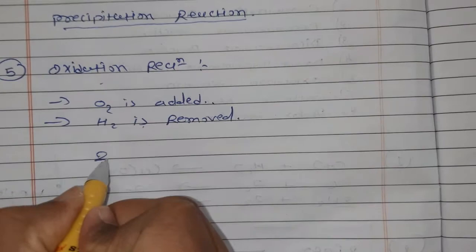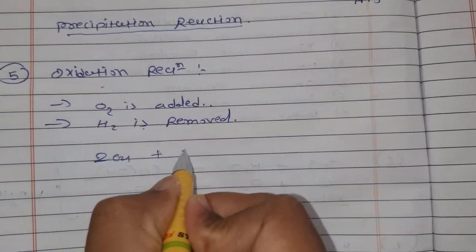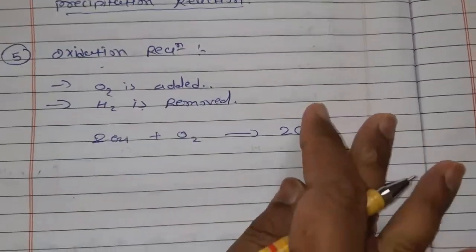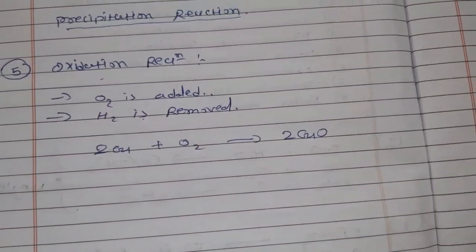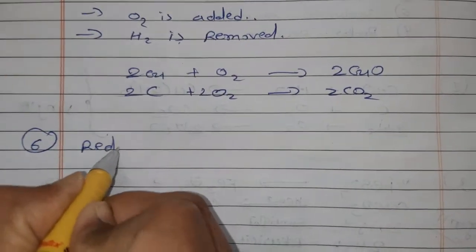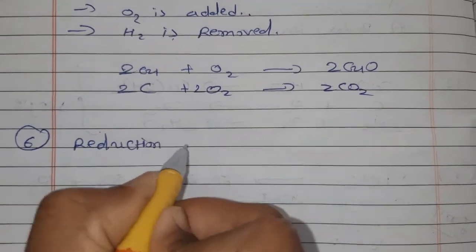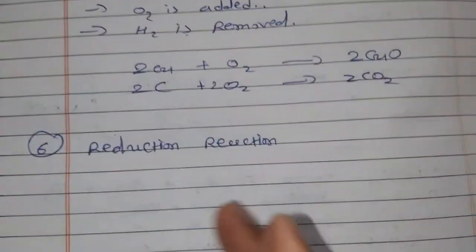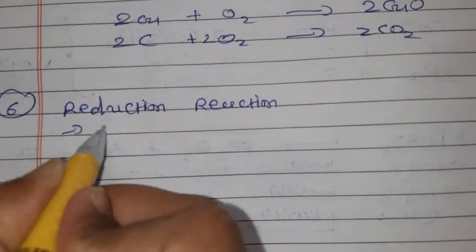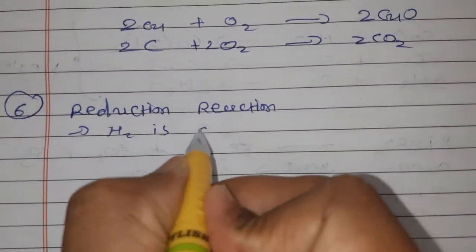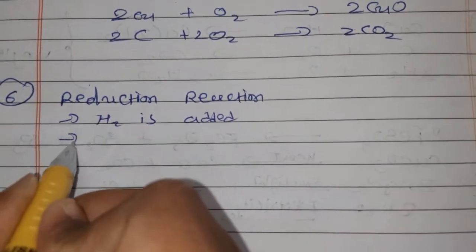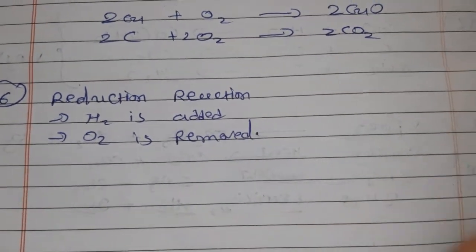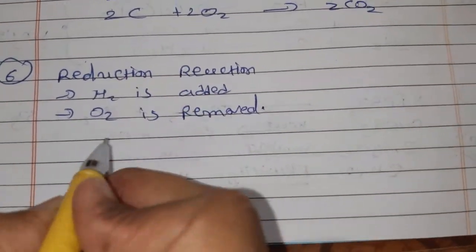So let us take an example. If we take copper with oxygen, we get 2CuO. That means the Cu is oxidized, right? This one is a reduction reaction. So in a reduction reaction, what will happen? Hydrogen is added and oxygen is removed. So this reaction is known as a reduction reaction.